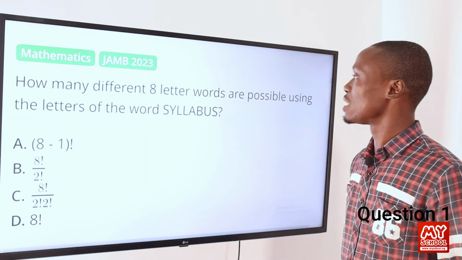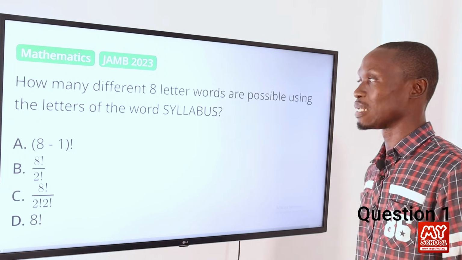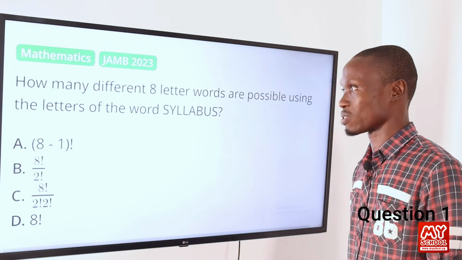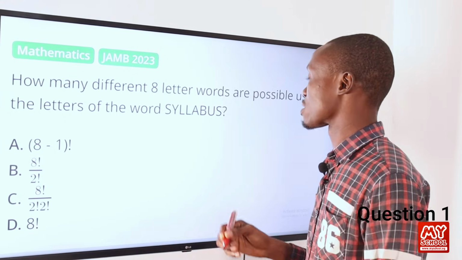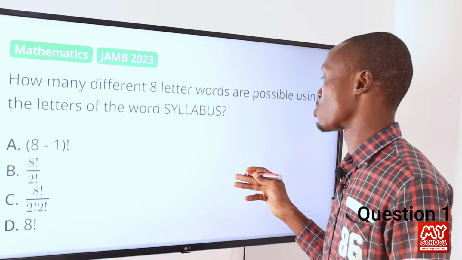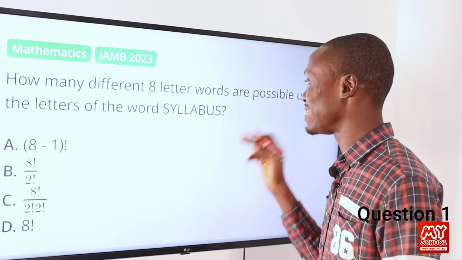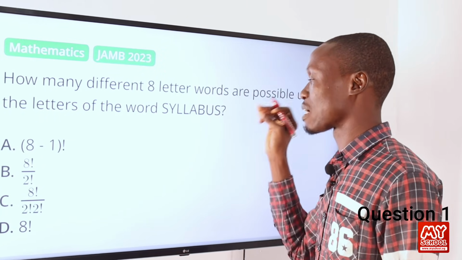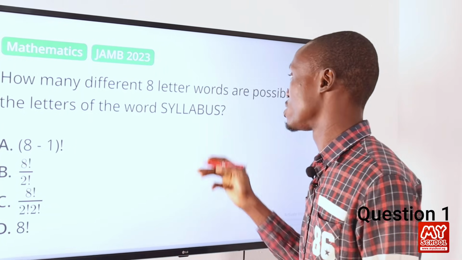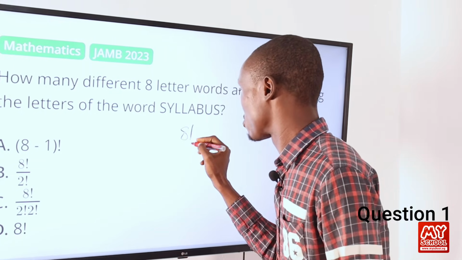How many different 8-letter words are possible using the letters of the word syllabus? So the word syllabus can be arranged in 8 factorial ways because the word syllabus contains 8 letters. So those 8 letters can be arranged in 8 factorial ways. So that will give us 8 factorial.